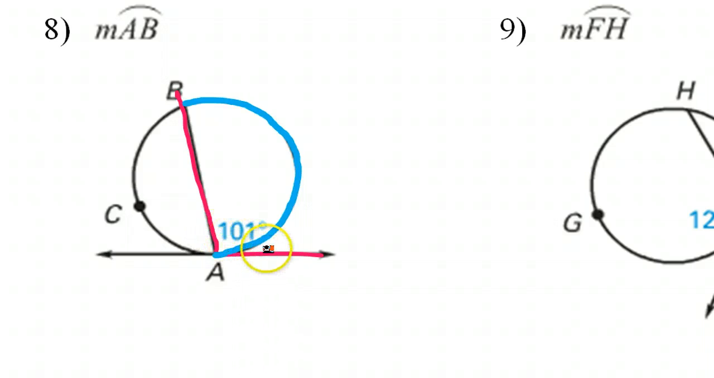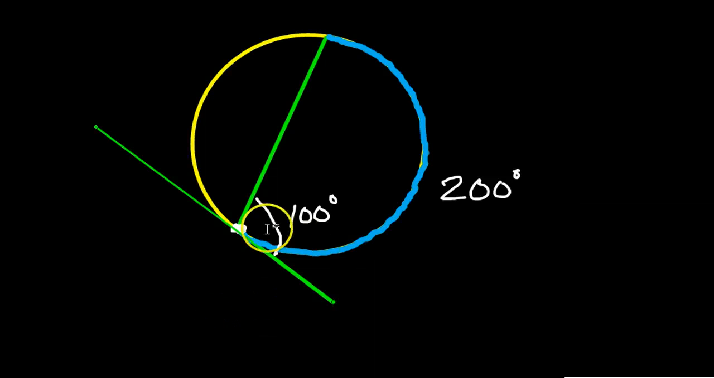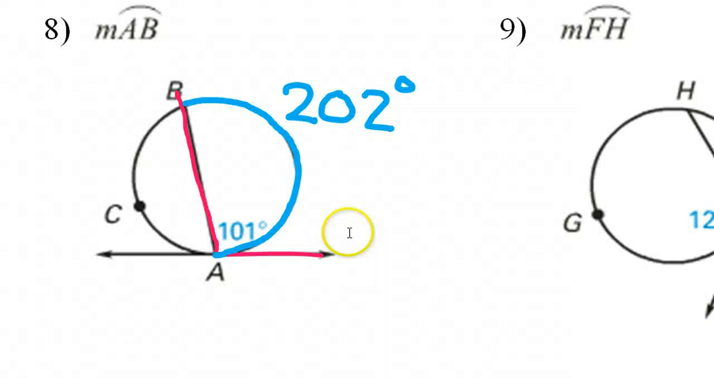So if this angle is 101 degrees, guess what the arc is going to be? Right, the arc is going to be 202 degrees, because the arc is double the angle. It's just like this situation, 200, 100. This is 202, 101. But this is not the arc that they asked us to find.